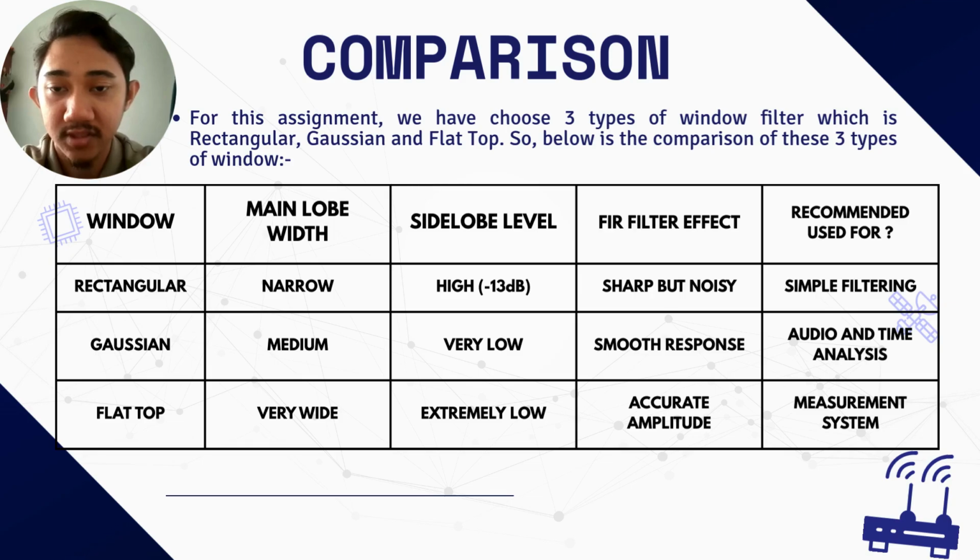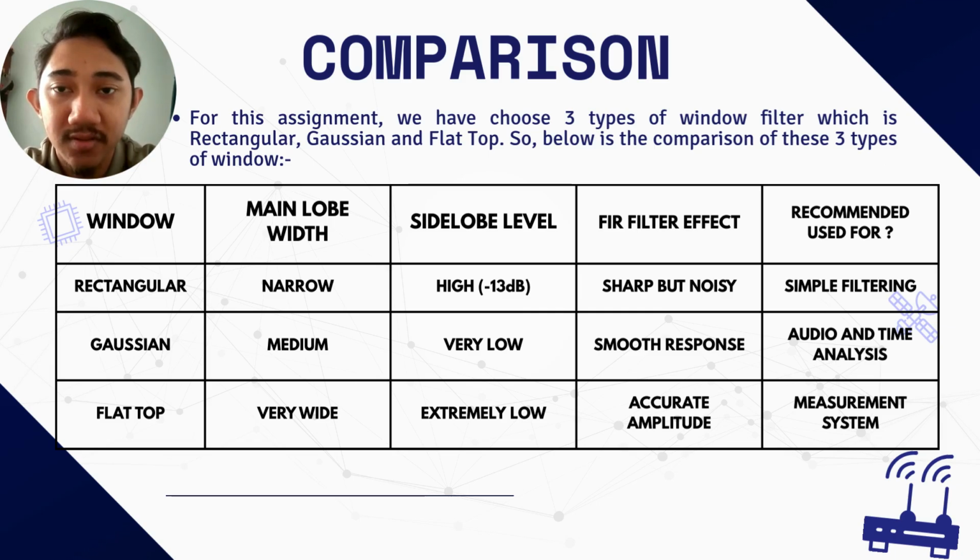First, we go for rectangular. This window provides a narrow main lobe, resulting in a very sharp filter transition. However, because its side lobe levels are high, which is at negative 13 dB, the response can be quite noisy. For simple filtering, this window is very recommended because the sharpness is more important than noise suppression.